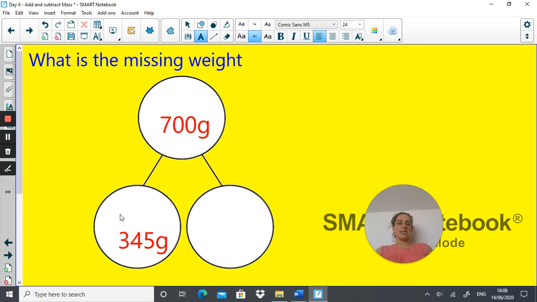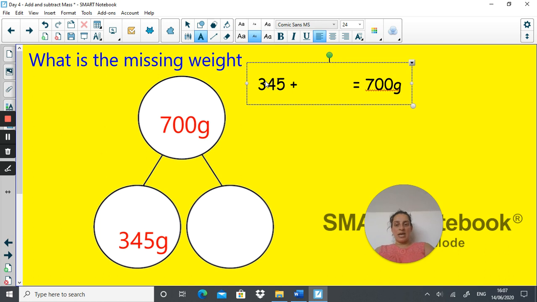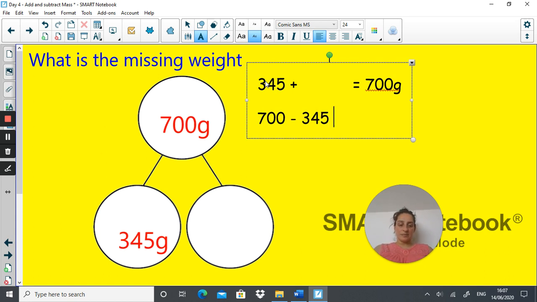Now, try this. What's the missing weight? Remember our part whole model, and remember how you work it out. We did a lot of work on this at the beginning of the year in particular. So if you know that 700 grams is the sum, and this is the addend, and this is the addend, this is how this would look if it was written out. It would be 345 plus blank equals 700 grams. To work out the missing number, we need to use the inverse, so 700 take away 345, which equals 355 grams. Good job.